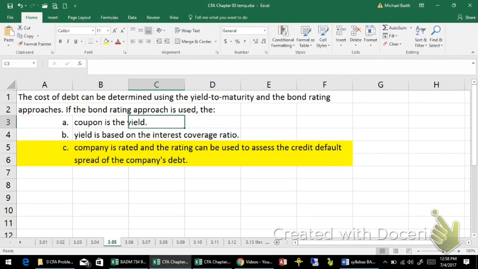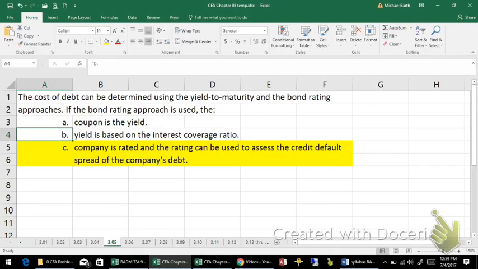All right, so the coupon rate is almost never going to be used as the measure of risk on the corporate bonds, because the coupon rate simply tells you how much money they pay each year. The yield to maturity takes into account how much they pay and the actual price of the bond to figure out what the equivalent would be for newly issued bonds. The yield is never going to be based on the interest coverage ratio.